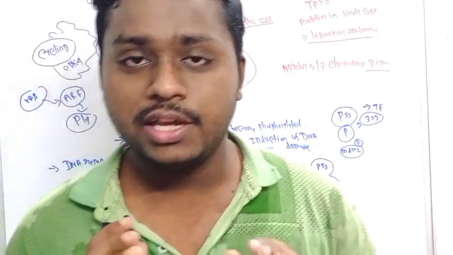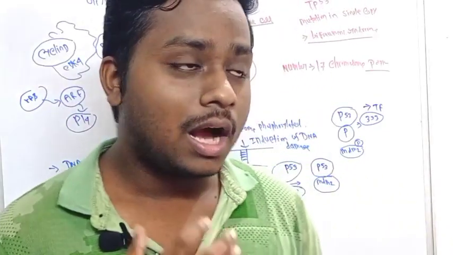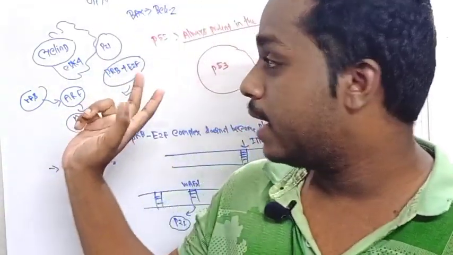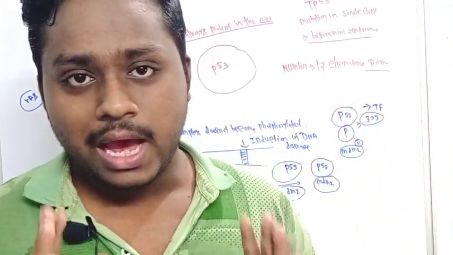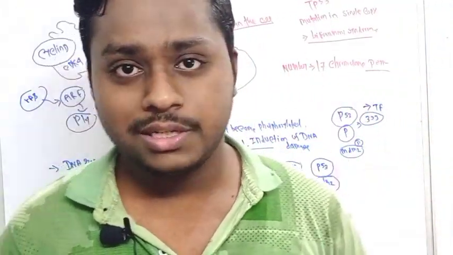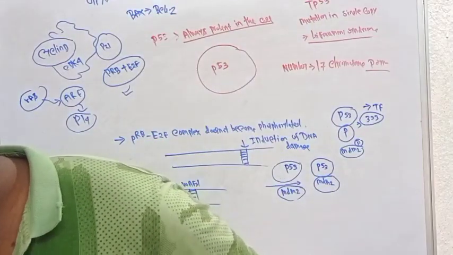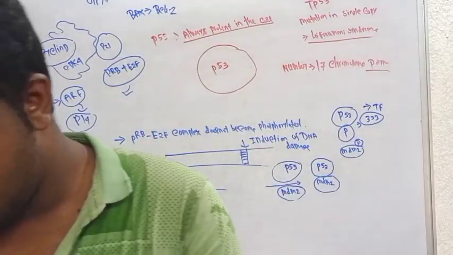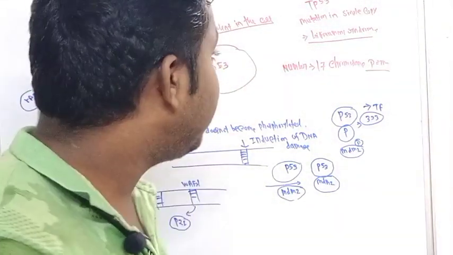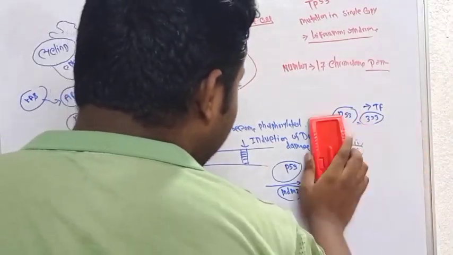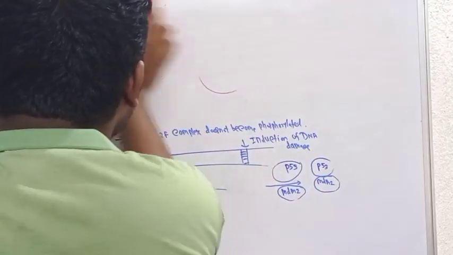Today's topic is the genetic basis of cancers and how cancer is developed, with the basic characteristics of cancer cells, and the proto-oncogenes and tumor suppressor genes. So basically today's topic is about proto-oncogenes and tumor suppressor genes.